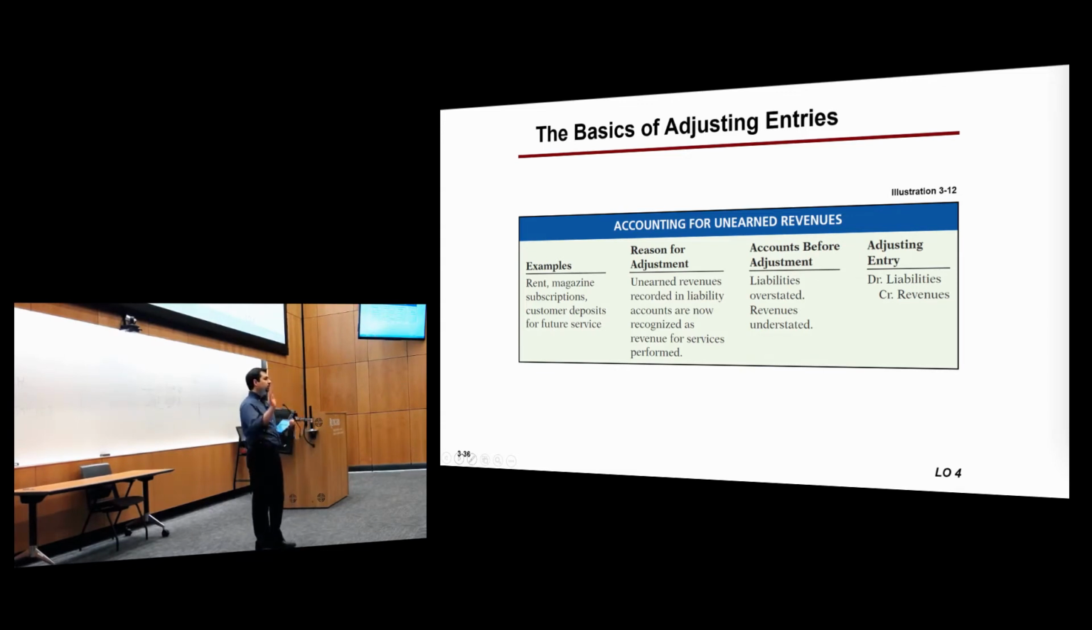Any questions? So as you know, when you need to adjust for prepaid expenses, what do we do? We debit expense, we credit the asset or the contra asset, right? When we are adjusting for unearned revenues, the adjusting entry would include a debit to unearned revenue, a credit to revenue. Any questions?